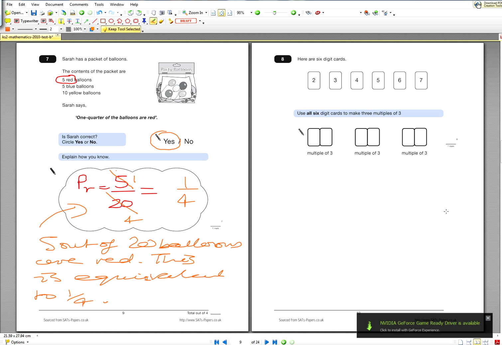Done. Question number 8. Here are 6 digit cards. Use all 6 digit cards to make 3 multiples of 3. Remember, you can't use any card more than once because they are physical cards. So multiples of 3, multiples of 3, multiples of 3 each time. Okay, let's have somebody else. Zainab, give me some numbers, please. 57, 24, and 36. Lovely.